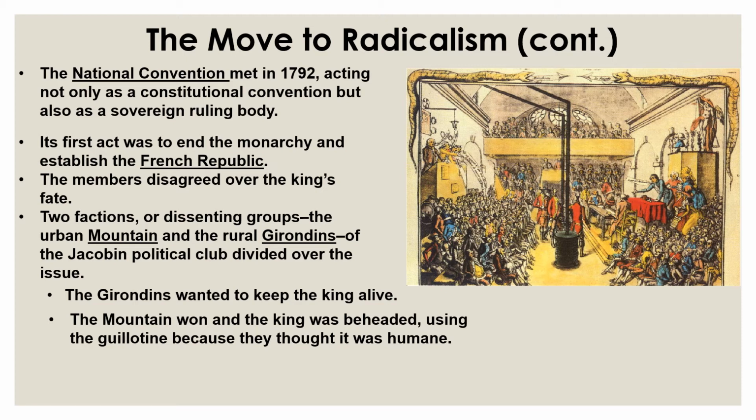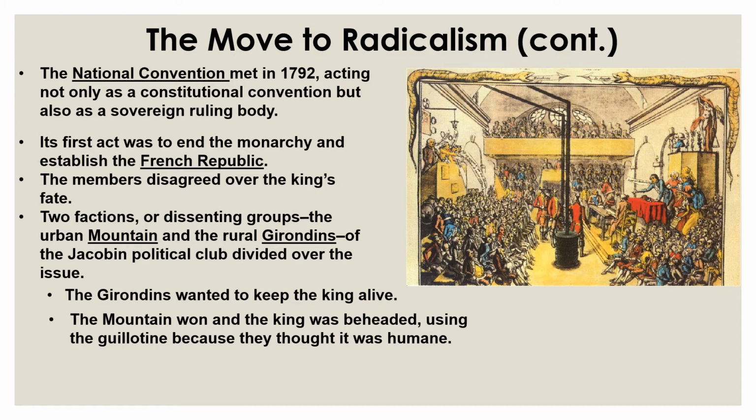This is because members in the National Convention disagreed over the king's fate. There were basically two factions, or dissenting groups. Both of them are part of a larger Jacobin political club, but the Jacobin club splintered into two different groups, factions. The urban folks were members of the Mountain Party. That means the city dwellers. And the rural folks were members of the Girondins.